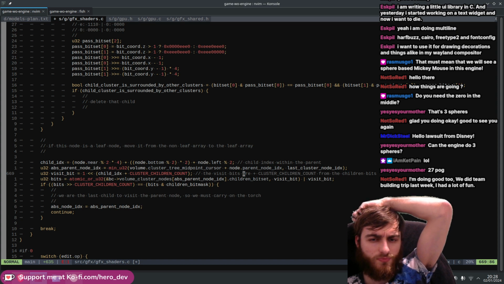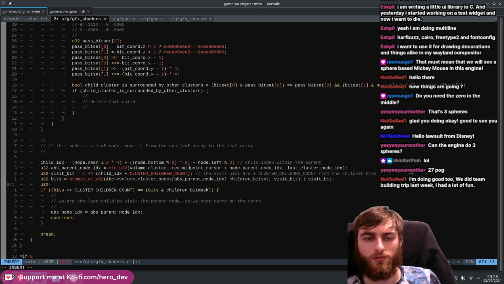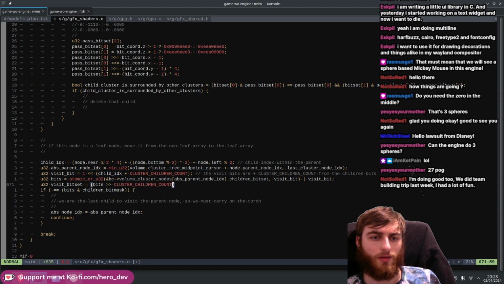Then we go, yeah, then we get the bits. Right. Okay. So we kind of want to say like these are all the visit bit mask or bit set, since it's in the higher bits.